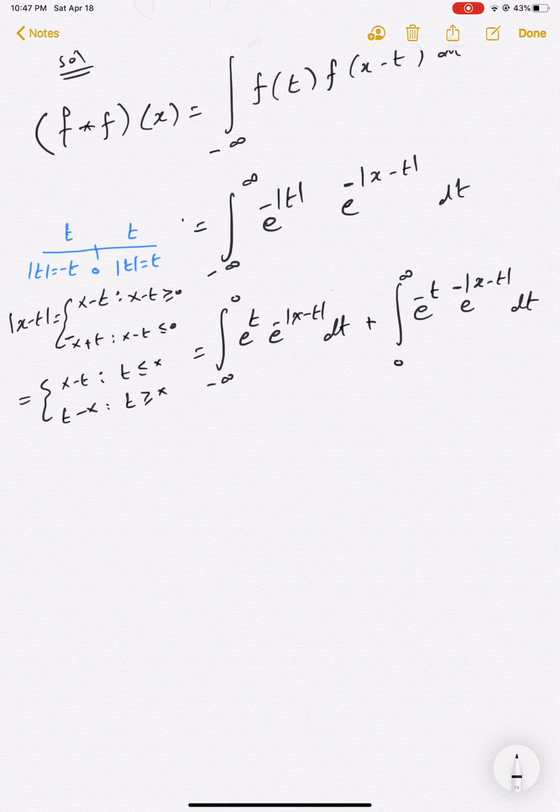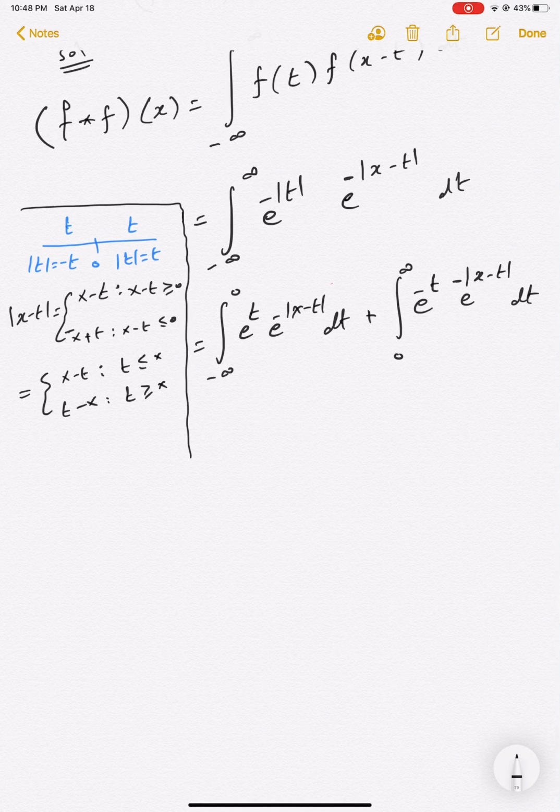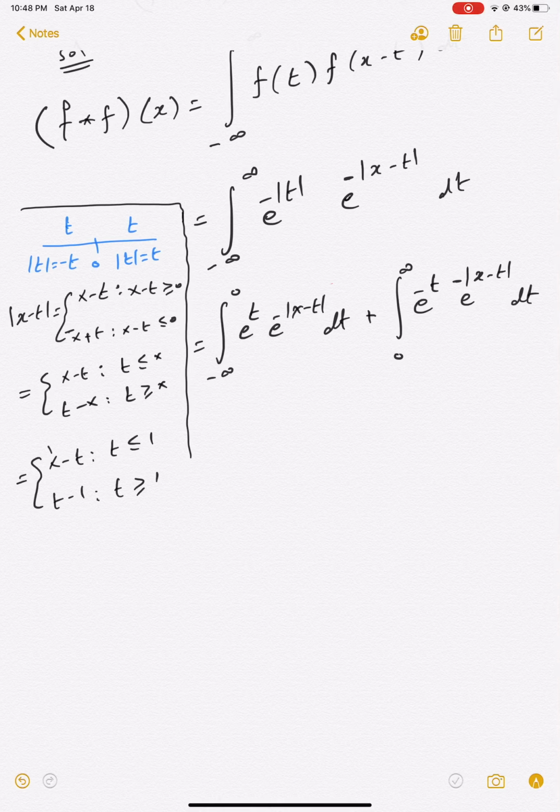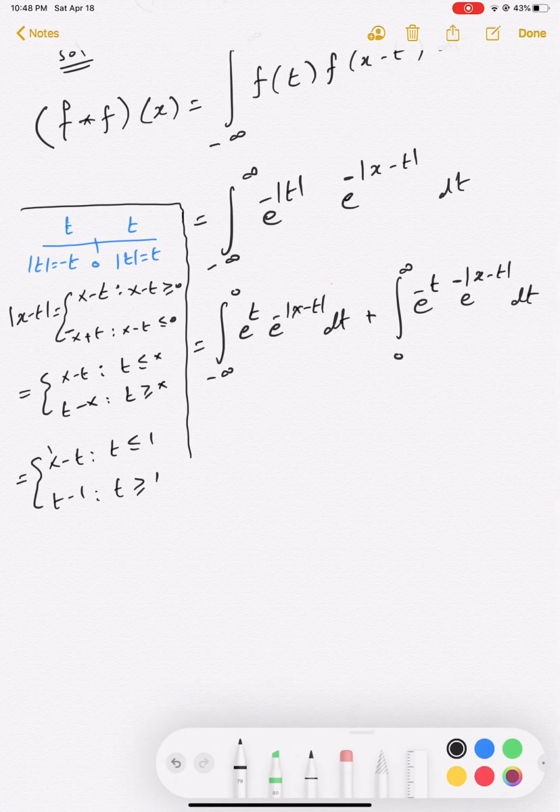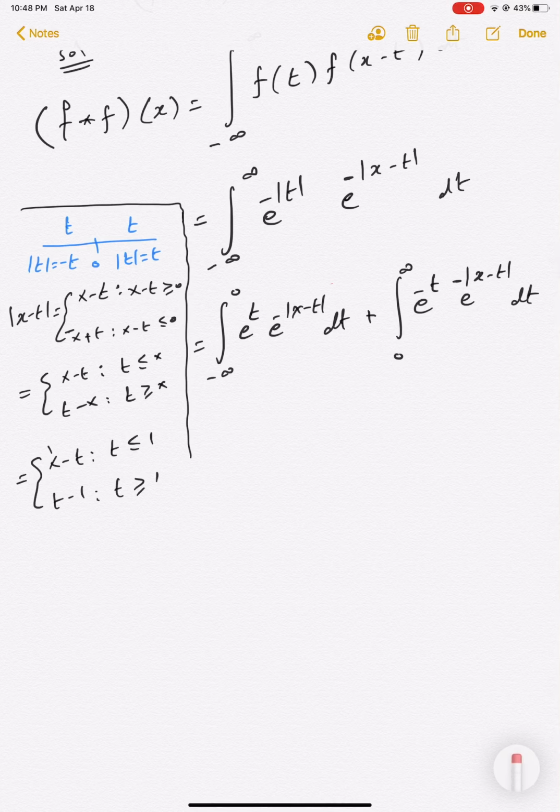And remember, in doing the convolution, the variable of integration is t, and just imagine x as a fixed value. So imagine, for example, x is 1. If x is 1, what does this say? This says x, which is 1, minus t when t is less than or equal to 1, and t minus 1 when t is bigger than or equal to 1, right? So for example, let me erase this stuff here. I think now it's very clear.